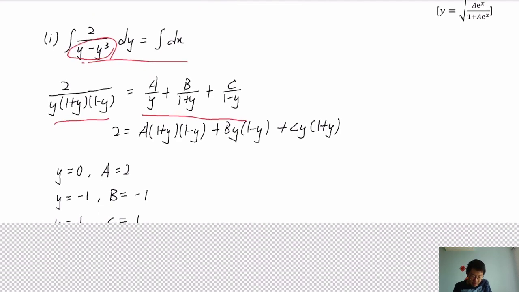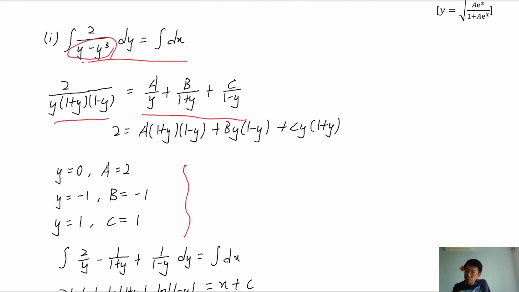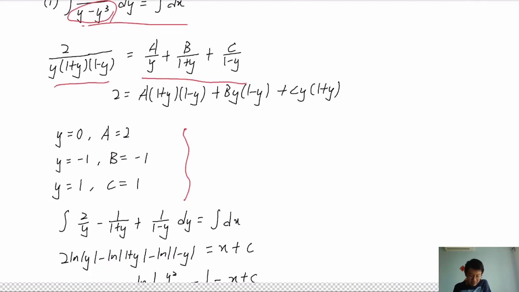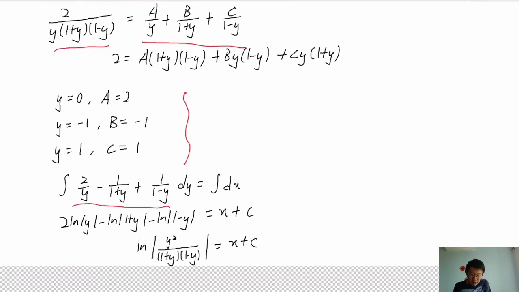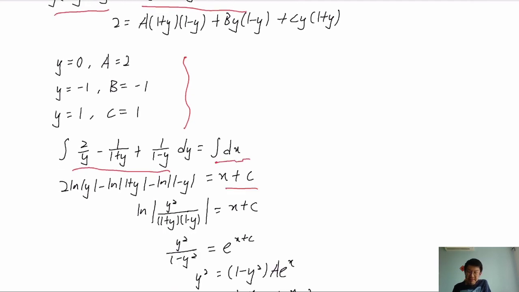I won't go through the work for the partial fractions in detail, as we should know how to work with them, and at last this is the partial fraction that we get. Now integration: the right hand side is x plus a constant, and for the left hand side, we have 2 over y, so we get 2 ln y. Then negative 1 over 1 plus y: after we integrate we get ln of 1 plus y, and the coefficient is still negative.